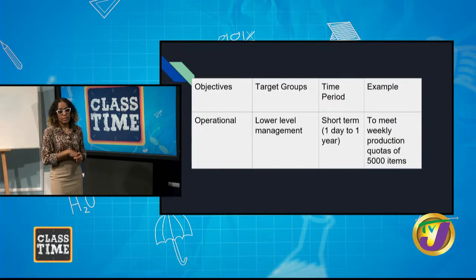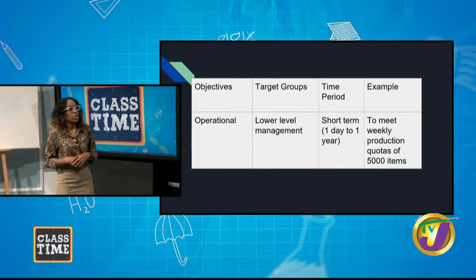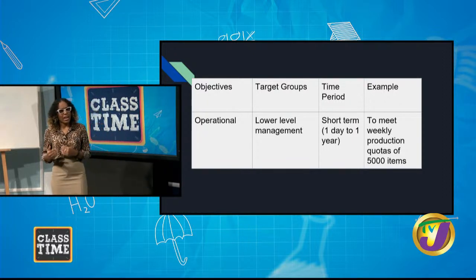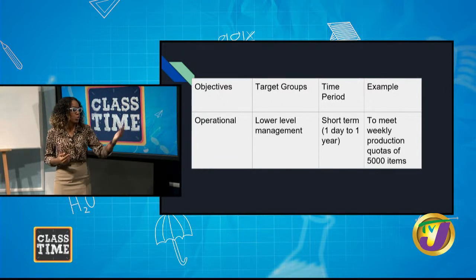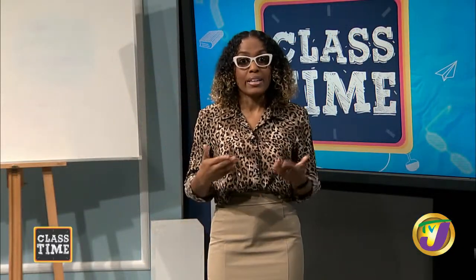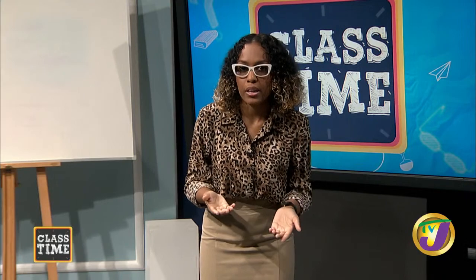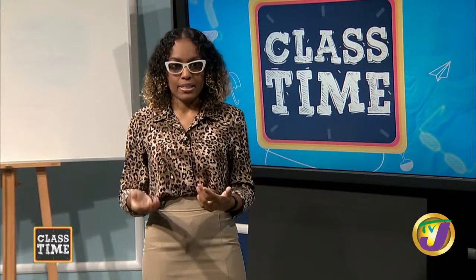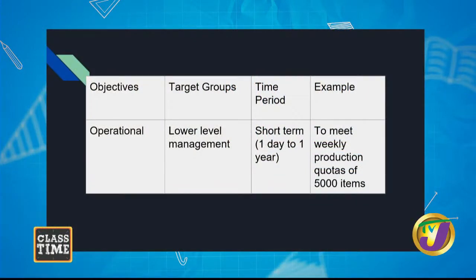All right, so let's look at an example. To meet weekly production quotas of 5,000 items. So if you realize, we don't need 5 years to achieve this objective. So this will happen probably on a weekly basis because of the type of company. Again, we're manufacturing, we're producing goods. So therefore, we're really looking at units, how much outcome we're going to be getting, all right? And it is for 500 items. I think we can manage that on a weekly basis. You don't think that? Definitely, because it is an operational objective.